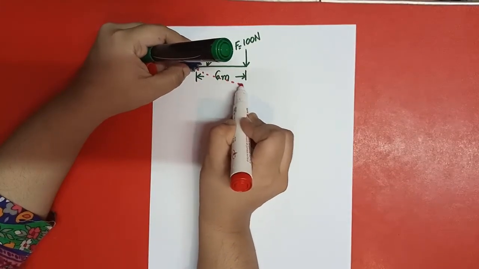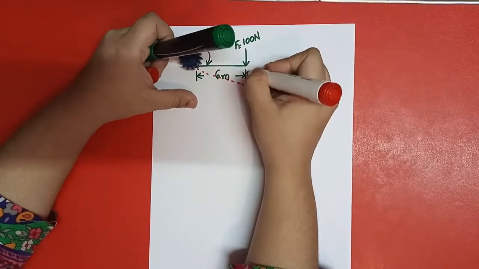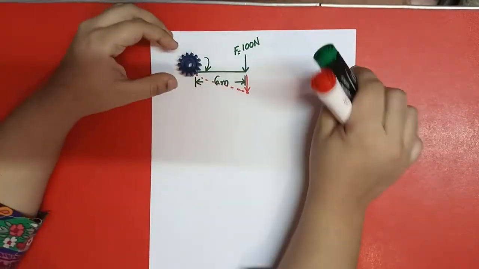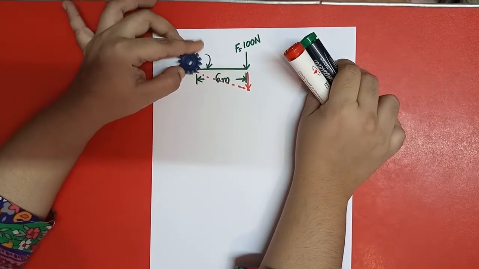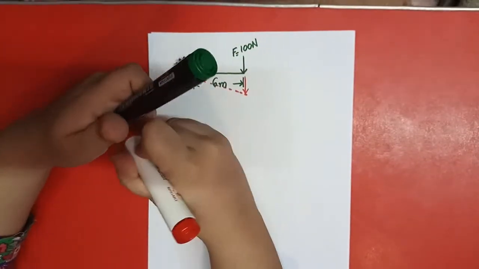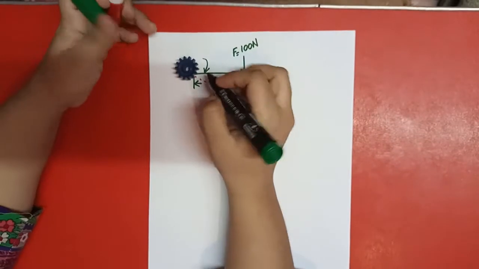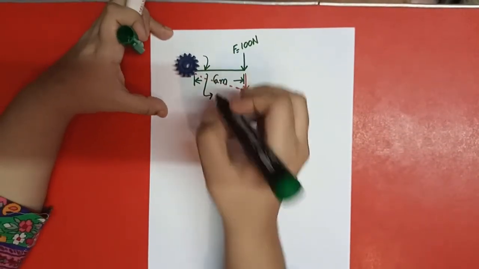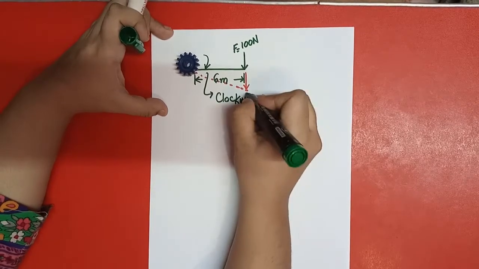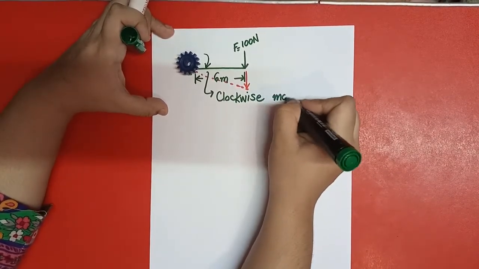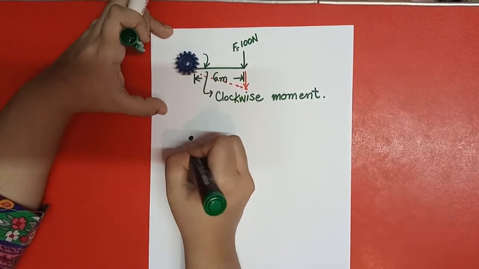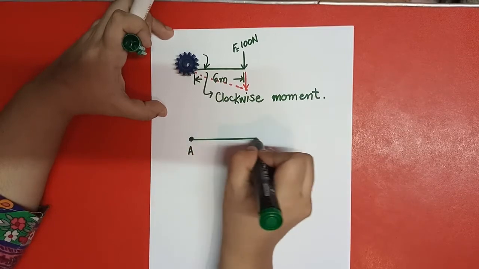For example, if this force pushes this beam here, it will rotate like this. And what is this direction? It is clockwise direction. So the direction of this moment is a clockwise moment. This is a clockwise moment.